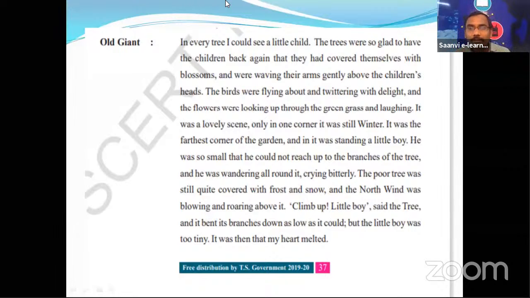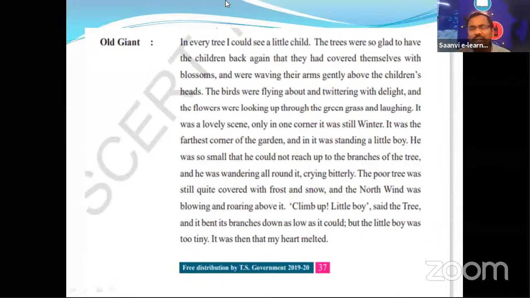You see, the trees were so glad. The trees are very happy. They were covered with frost and snow earlier, but now there was no frost, no snow. The trees were so glad, so happy to have the children back again. So the trees also got happiness by seeing the children back in the garden. They had covered themselves with blossoms. You could see a lot of flowers on the trees as well. So the trees are very, very happy.